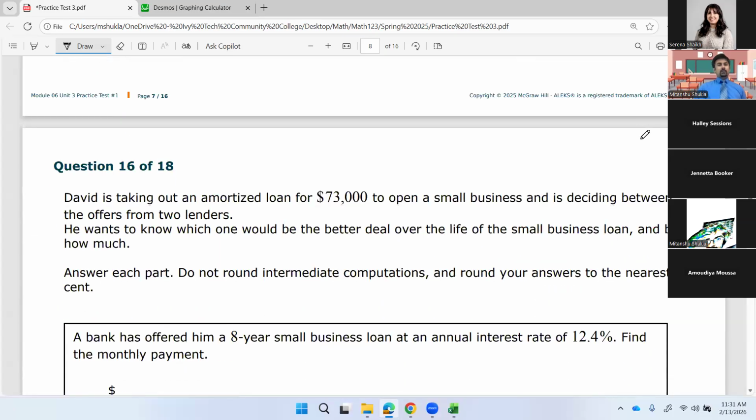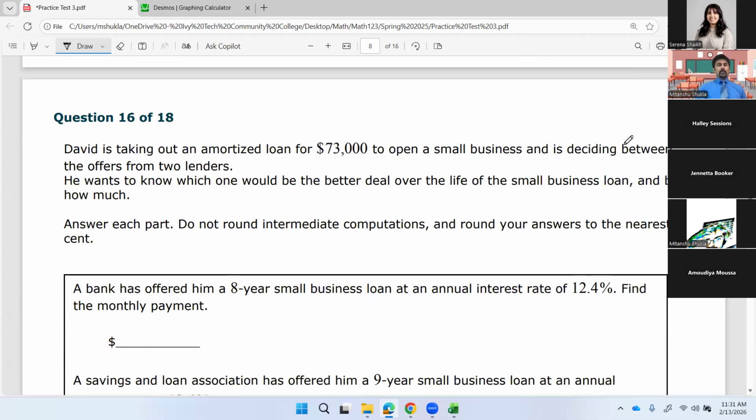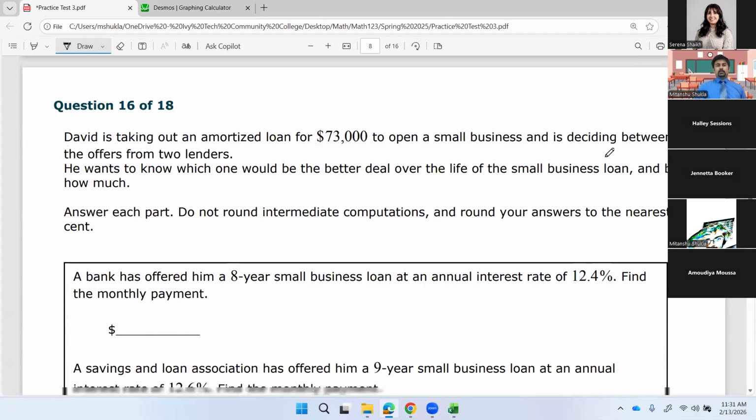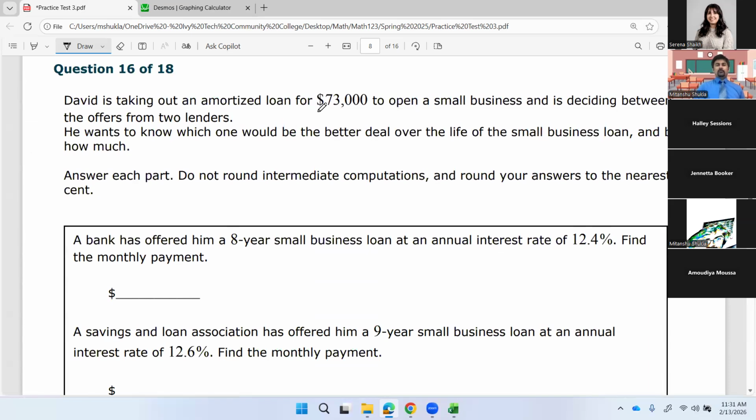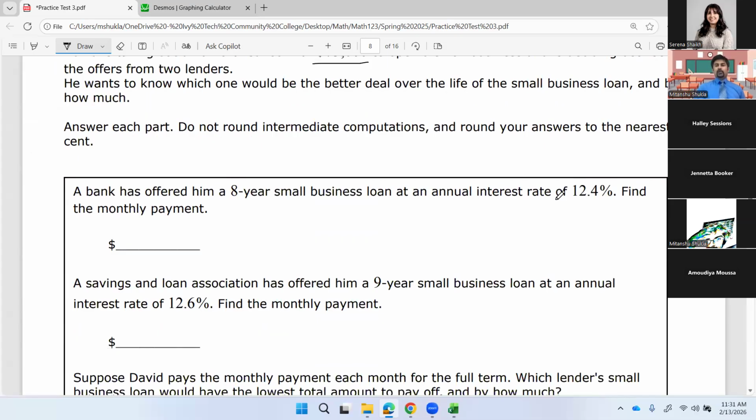All right, moving right along, number 16. David is taking out an amortized loan for 73,000 bucks to open a small business and is deciding between two offers. Okay. The first one charges 12.4% and is an 8-year installment. The other one is 9 years and it's 12.6%. Okay. And they're asking for monthly payments.